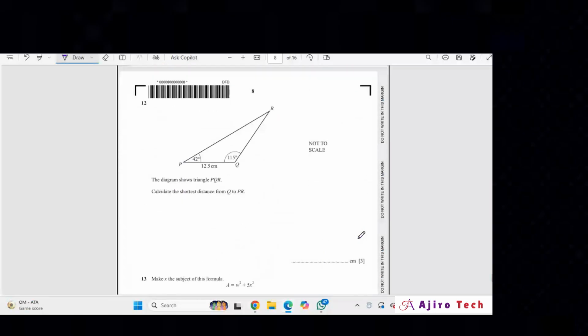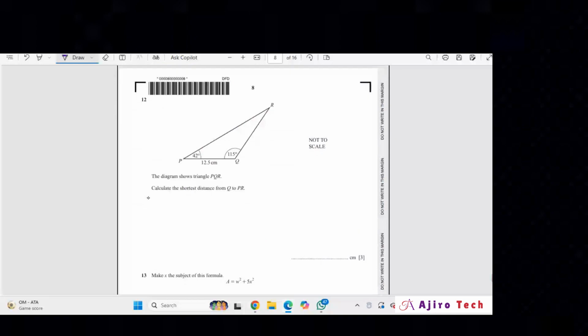So let's go to question number 12. Question number 12 is this. The diagram shows triangle PQR. Calculate the shortest distance from Q to R. From this Q to R now is simple. So what we just need, where is the Q? This Q to R. So I'm going to trace something here. Now, if I trace that, it's going to form a right angle there. And if we form a right angle, it's going to be something like this. Let me draw it out. I'll have it like this.